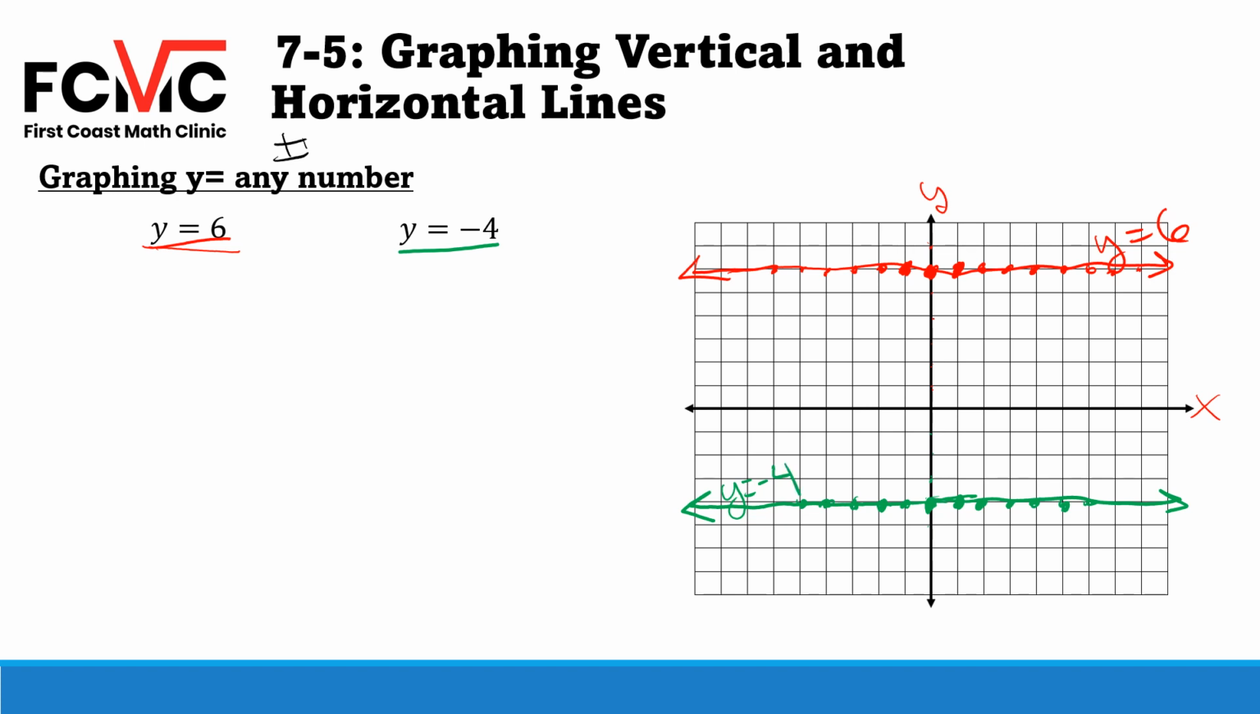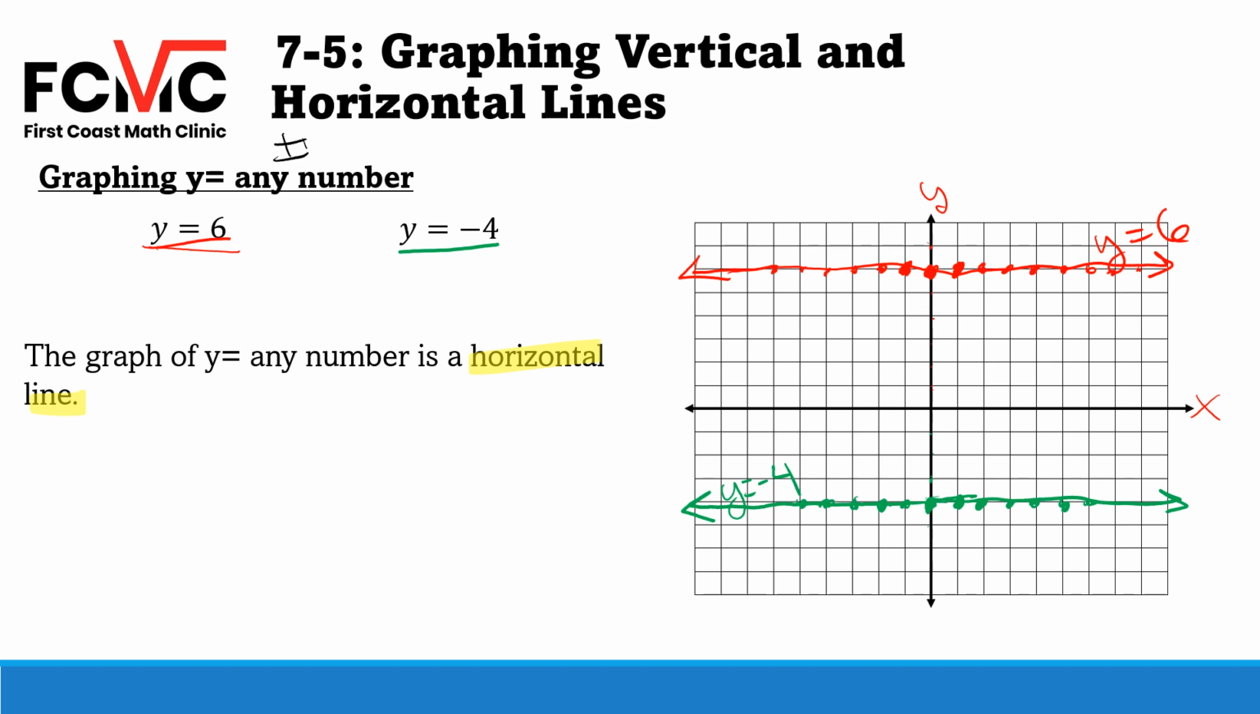So what's our conclusion? If we're graphing an equation y equals any number, what should that line look like? The graph of y equals any number is going to be a horizontal line. We noticed that when we graphed both of these lines, we got a horizontal line that went left to right.